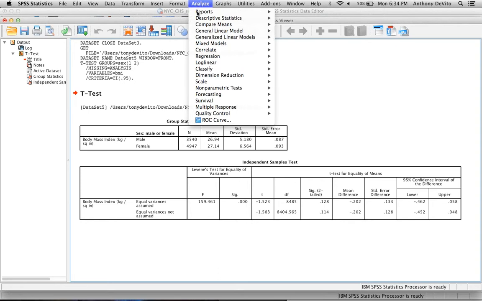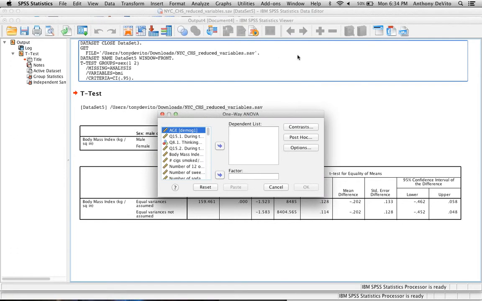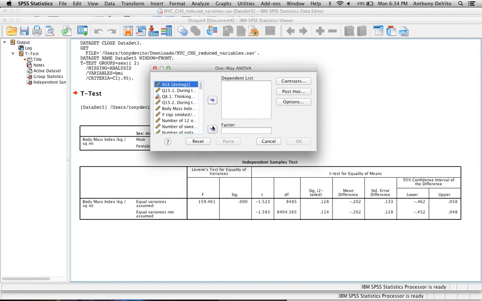Okay, let's see, analyze, compare means. Except I'm going to go to one-way analysis of variance. Okay, so now my groups are going to be education level. BMI is going to be my number that I'm going to find the averages of, my dependent. Okay, my factor that I'm going to break that up into and find averages for different educational levels. You remember where that was? Employment status, educational status. Okay, I'm going to put that in there.